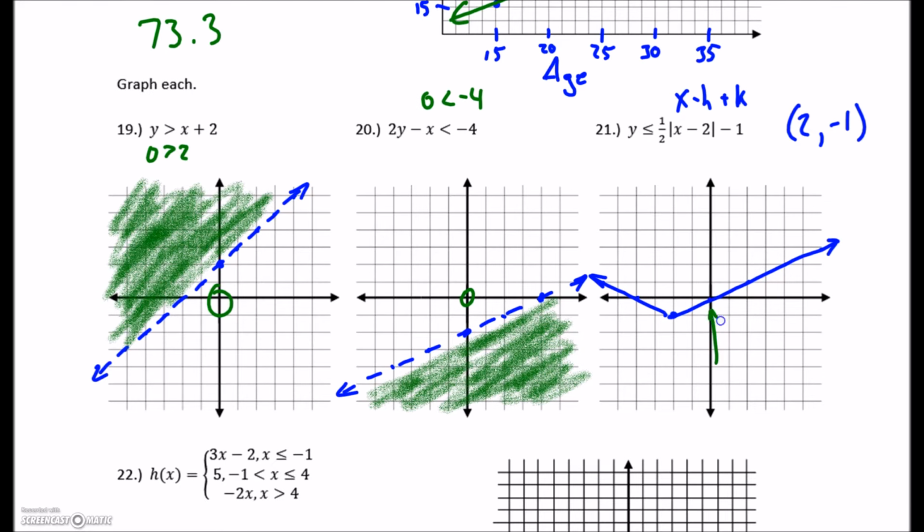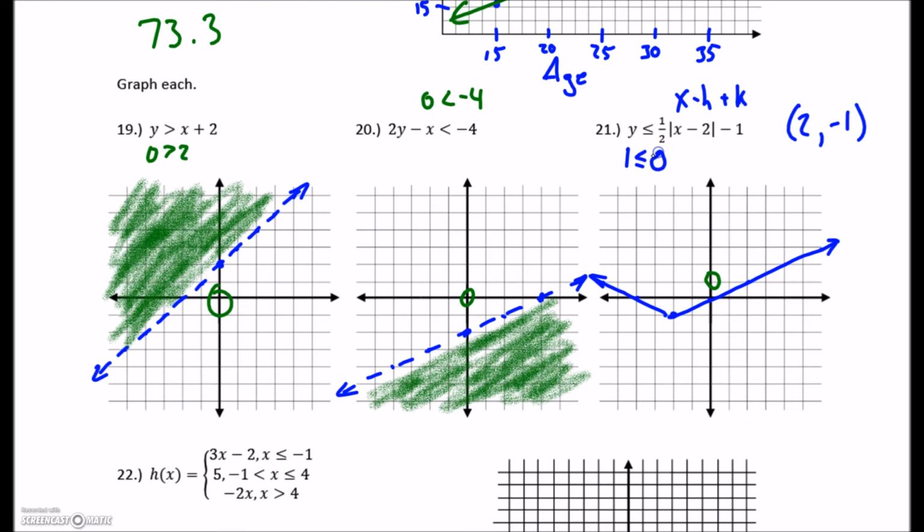Now this time I can't use 0, 0 because it's on the line, so I'm just going to choose another point, something like maybe 1, 1. Or probably the best thing to do is something like this guy, 0, 1, because it's on one of the axes. So if I plug in 0, 1, I'm plugging a 0 in for x and a 1 in for y. Over here, when I plug a 0 in for x, that gives me a -2 inside here, which the absolute value of that is 2, times 1/2 is a 1, minus 1 is actually a 0.